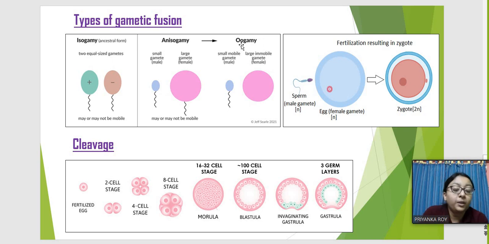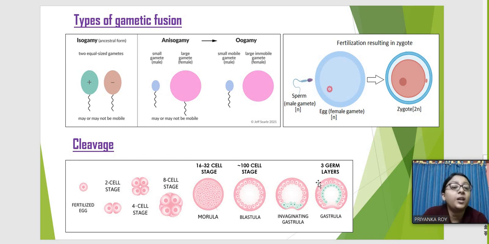But in case of oogamy, which happens in humans and in other higher organisms as well, we can see that the male gamete is very small compared to the large female gamete, and the male gamete is motile because it has a flagellum, a tail-like thing. The female gamete is non-motile, therefore it does not have any flagellum. It will not move; it will stay at one position, and the male gamete will migrate towards the female gamete. So these are the three basic types of gametic fusion, and from here let me move on to cleavage.